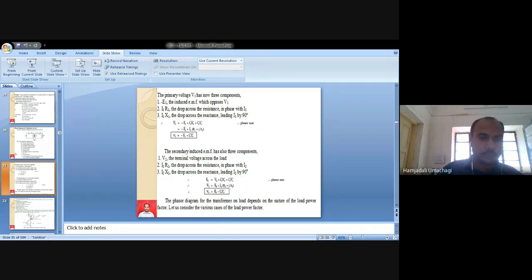So if this is my R1, this will be my X1. See, again students are joining. Join immediately, all of you. And then here comes that magnetizing branch. That magnetizing branch is not shown in the circuit diagram. That magnetizing branch is like this.